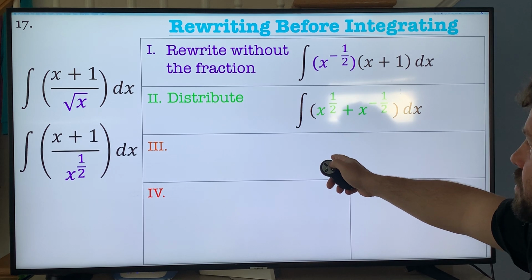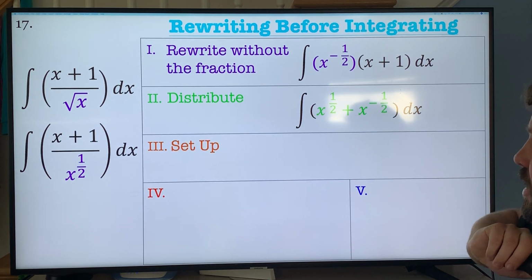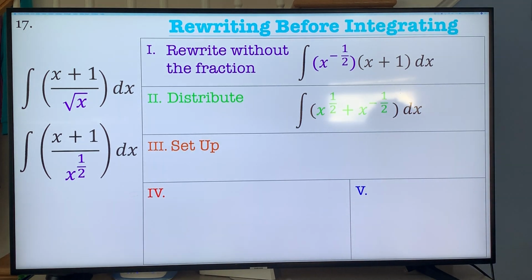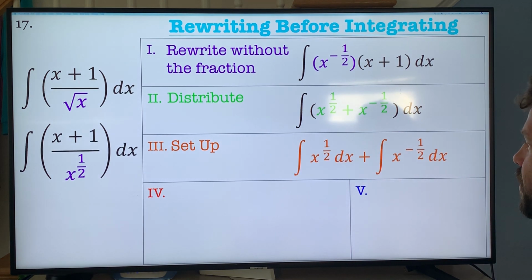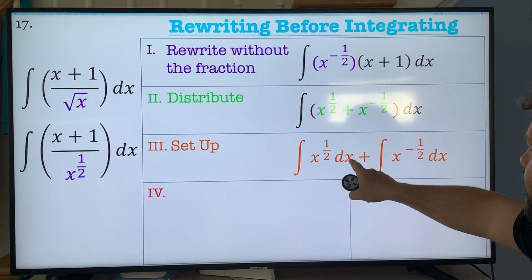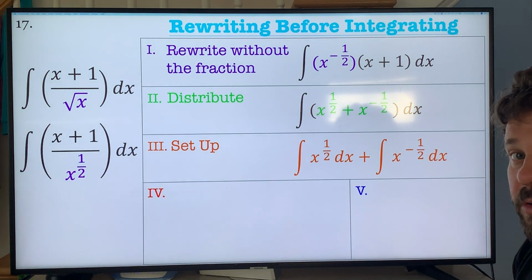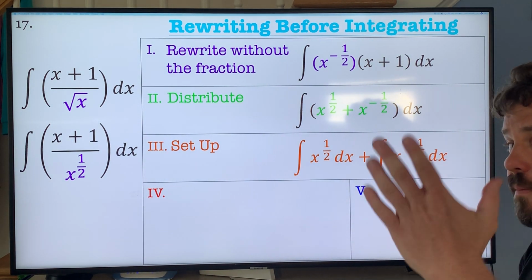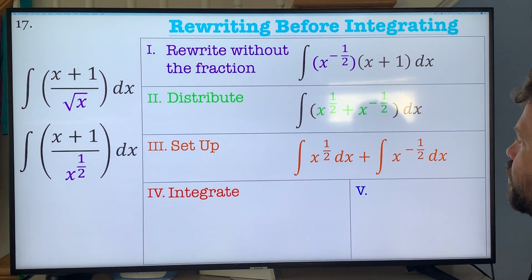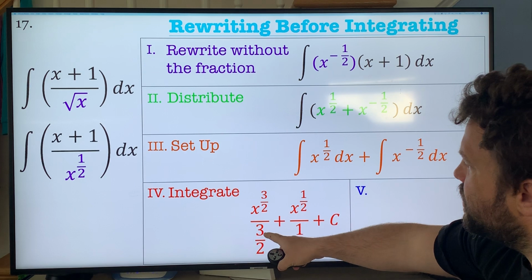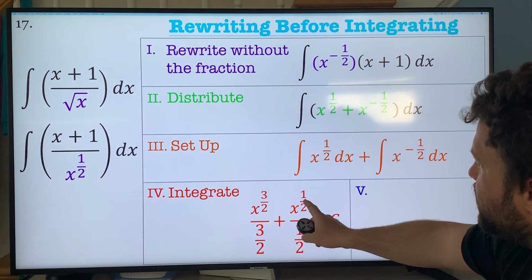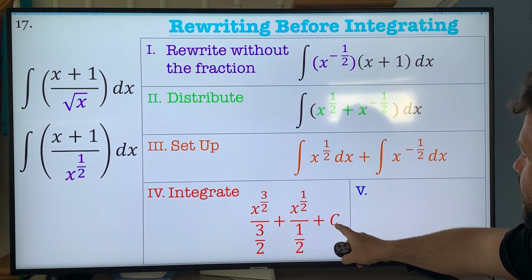Step 3. After we get this, then we set it up. How do we set it up? We're going to integrate both those on their own. Integrate x to the 1/2 dx plus integrate x to the negative 1/2 dx. What do you think step 4 is? After you set it up, you integrate. 1/2 plus 1, negative 1/2 plus 1. 3/2 over 3/2 plus x to the 1/2 over 1/2 plus c.